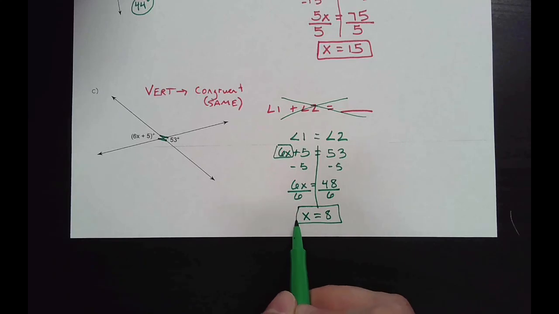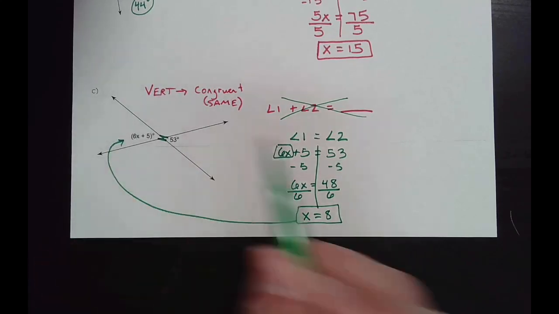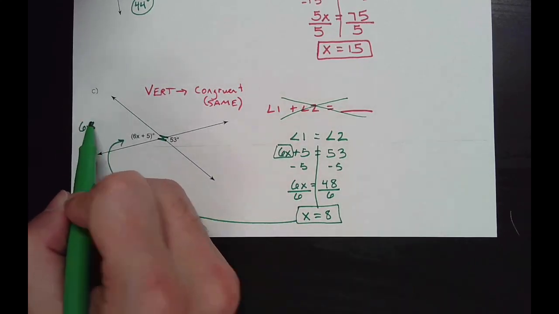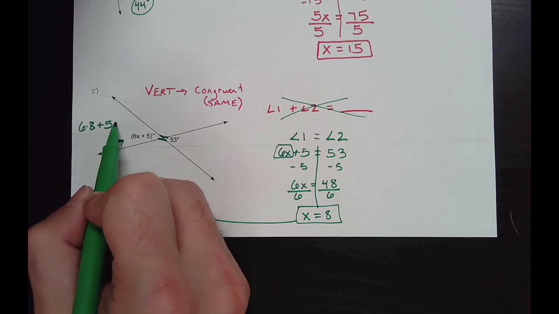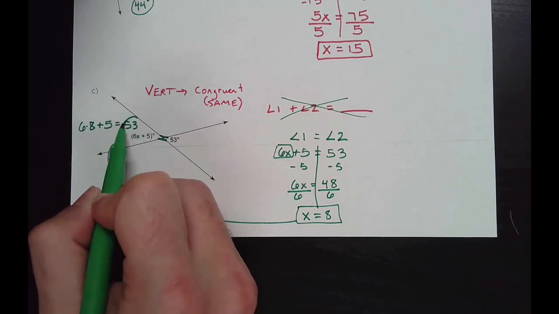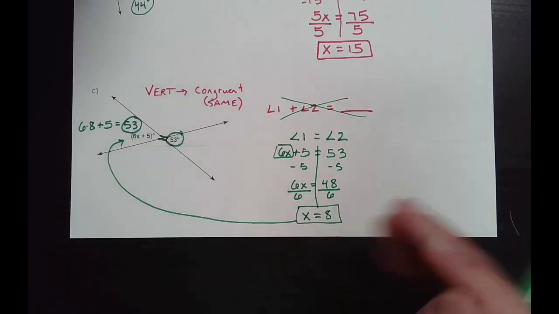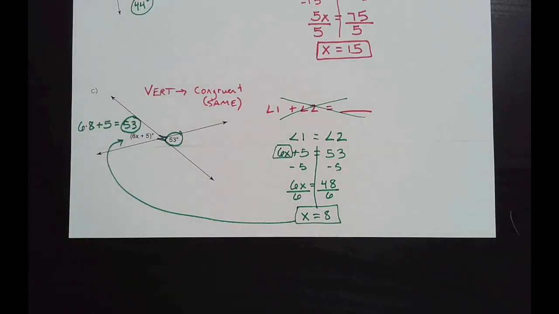This gets substituted only in one spot this time. 6 times 8 plus the 5 equals 53. And we know that these two numbers should be equivalent. So that is how we can use what we know about angle relationships and their math significance and solve for a missing angle measure.